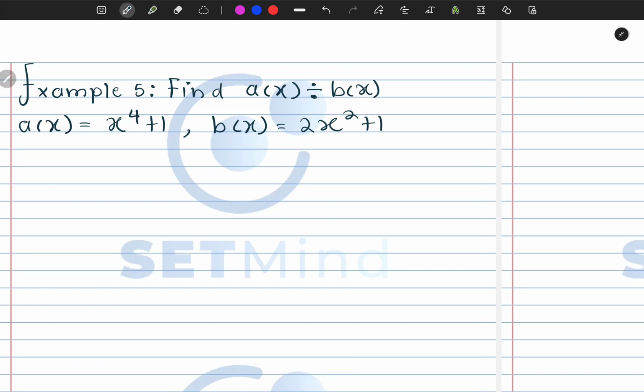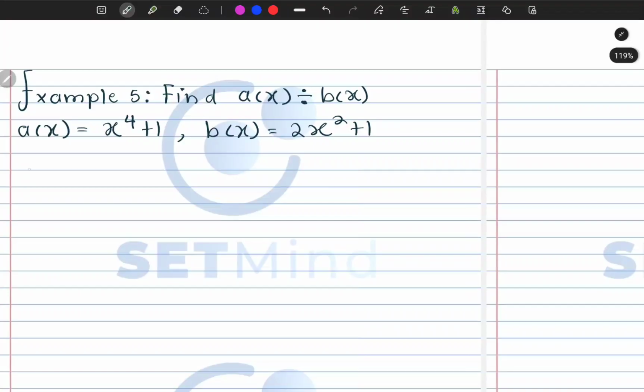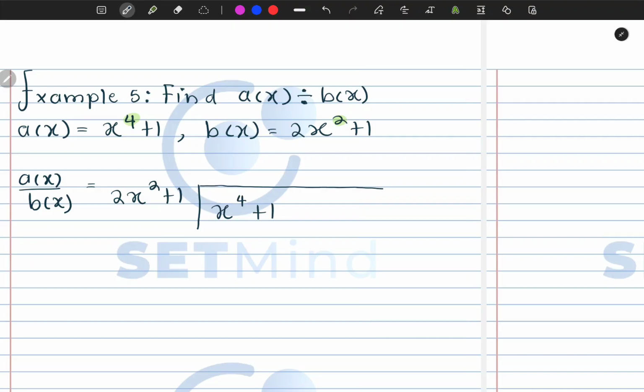Okay, there's our example number 5. So let's go ahead and do our calculation. So remember, we are happy because we can see that the power of a or a of x is bigger than the power of b of x. So which means we can easily do our division. So let's go ahead and do our a of x divided by b of x. So remember, we will always put in our b of x here, and then our a of x will come there. So x to the power of 4 plus 1.